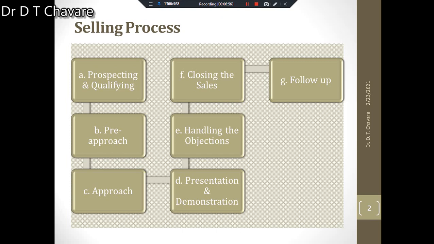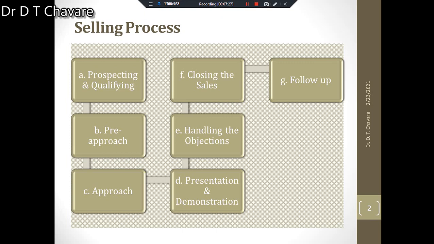First step is prospecting and qualifying. Prospecting is the first step in the selling process. Prospecting is the process of identifying prospective buyers who have the need, willingness, ability and authority to pay for the products and buy them.